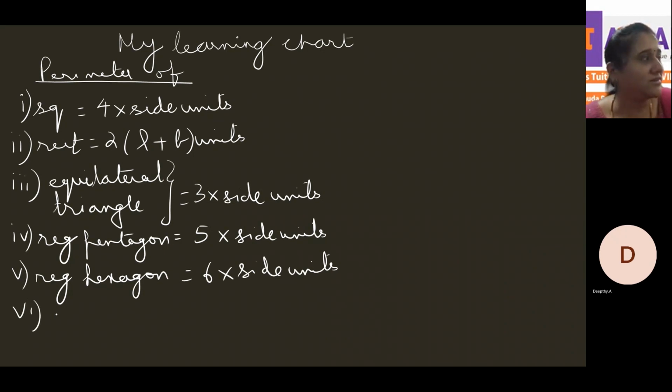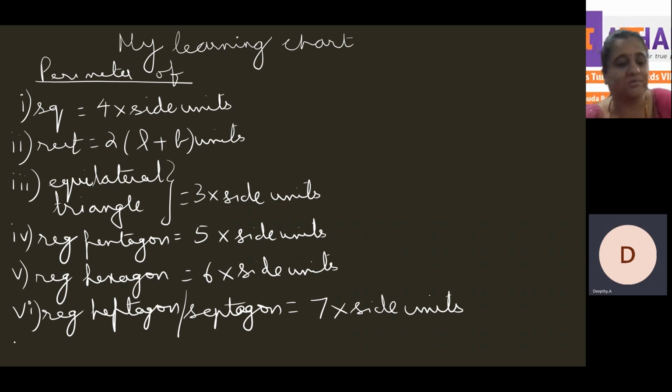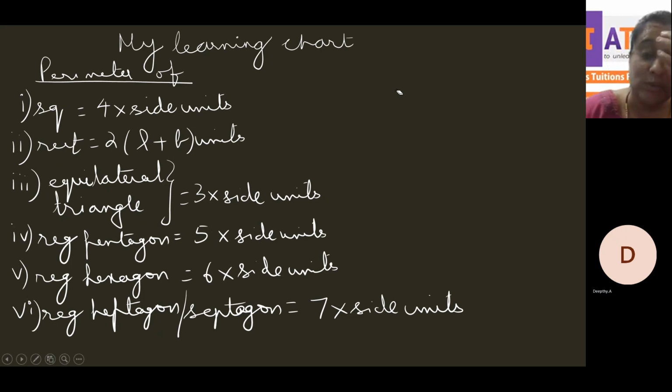What do you call a 7-sided polygon? Heptagon, or it's also called a septagon. Ma'am, should we write this down? Yes, yes. Regular meaning all the sides are equal. Regular pentagon, 5 into side.